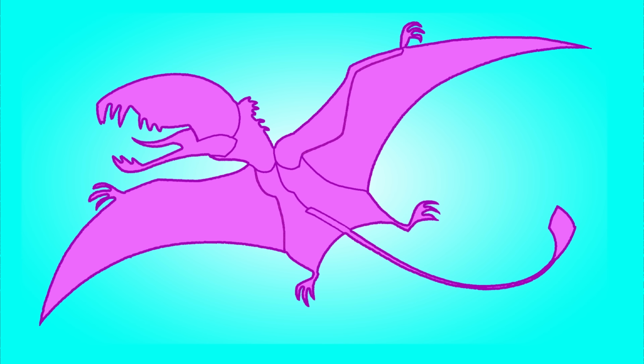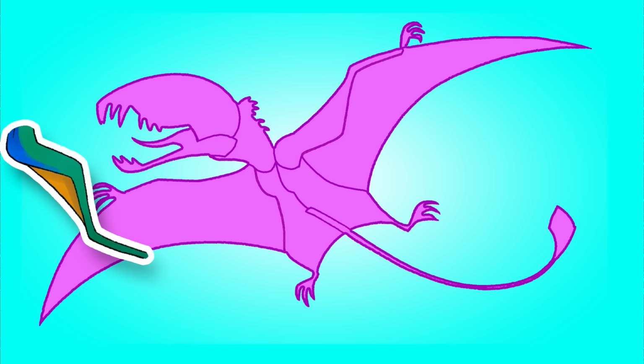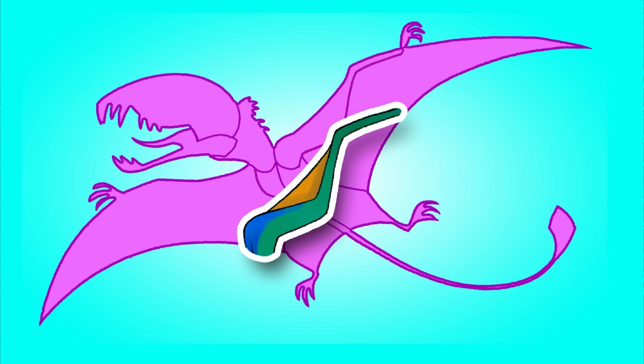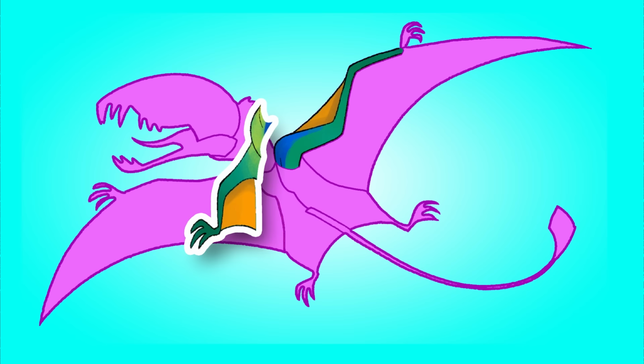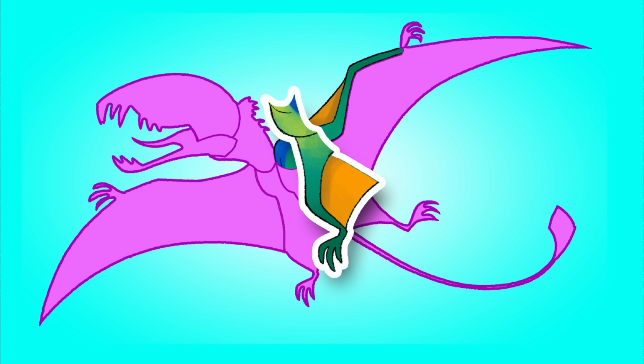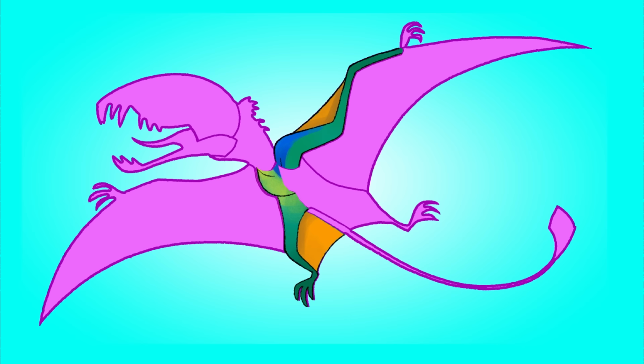Hi, everyone! Today, we are going to guess a dinosaur. Can you guess what dinosaur this is? Let's look at the first piece. This is kind of a wiggly shape. What could it be? I think it's its arm. And what could this be? It kind of looks like a leg. Look at his tiny feet.